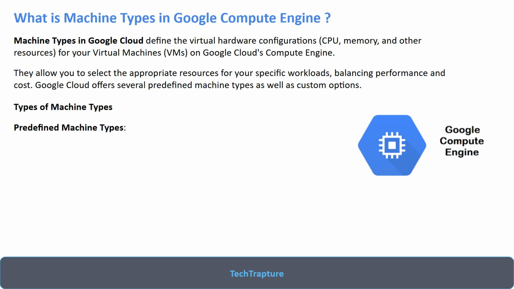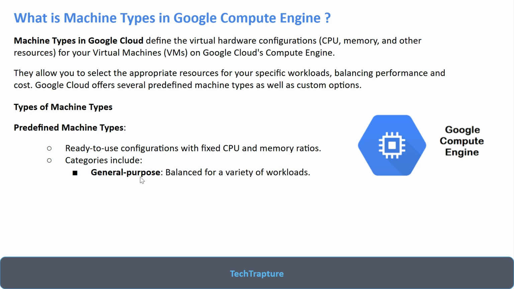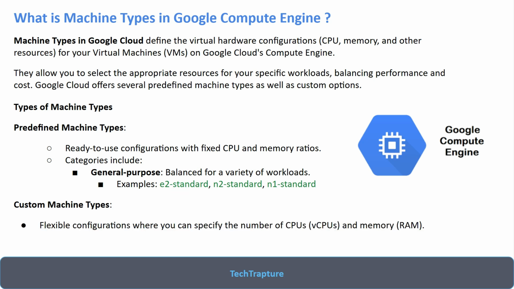Okay, so there are different types of machine types in Google Cloud. One is the predefined machine type. It provides you a ready-to-use configuration with fixed CPU and memory ratios. This category includes general purpose machine types, which are balanced for a variety of workloads. For example, the commonly used ones are N1 standard, N2 standard and E2 standard. So these are the general purpose predefined machine types. Again, you can choose a custom machine type and customize the configuration. You can have a flexible configuration, whatever CPU or memory you need.